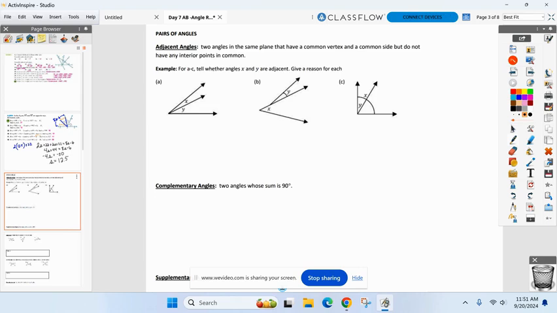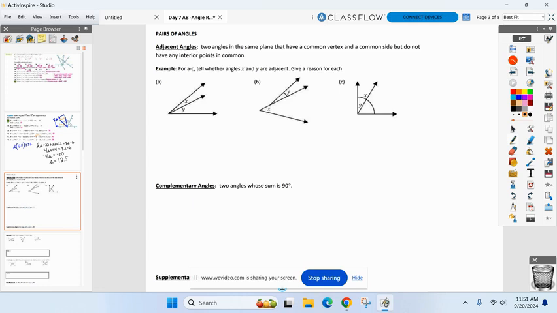Ready? Number one, they have to have the same vertex. Remember what the vertex was? Where the rays met, right? So for two angles to be adjacent, they need to have the same vertex. Number two, they need to share a side. So I'm going to have you guys take care of that in a second. And the third thing, which I will help you with, and it's up there in the definitions, they cannot have any points in the interior in common. No interior points in common. I'll show you what that means in a second.